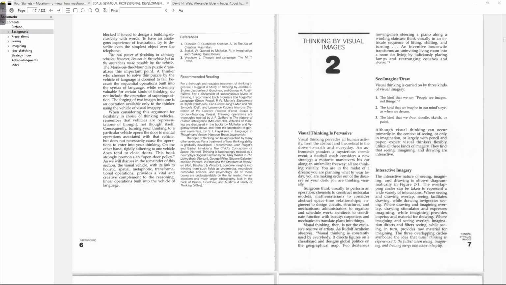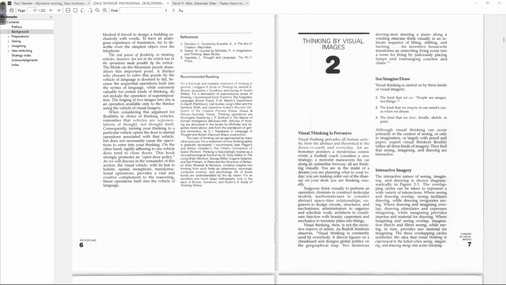Two dexterous moving men carrying a piano along a winding staircase think visually in an intricate sequence of lifting, shifting, and turning. An inventive housewife transforms an uninviting living room into a room for living by judiciously placing lamps and rearranging couches and chairs. See, imagine, draw.